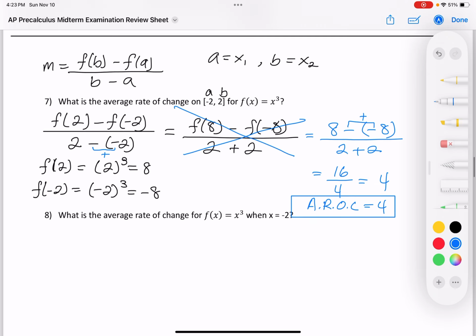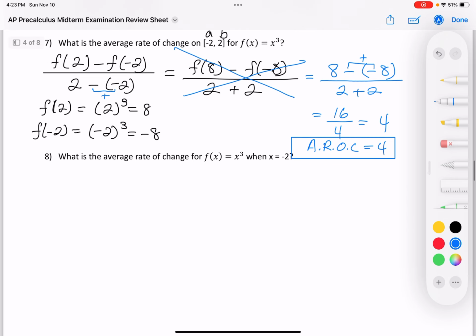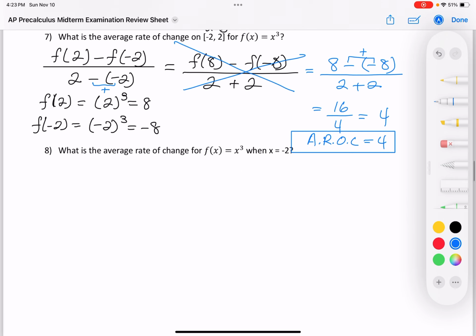Now, we want to find the average rate of change at a single point. So what is the average rate of change of the function f of x equals x cubed when x equals -2? That's going to be at a single value in this case. Therefore, we're going to estimate the average rate of change at that single point. When you take calculus, there'll be a much easier way to do that. But we're not taking calculus yet. We're taking precalc.